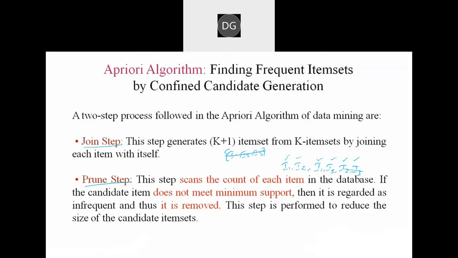Okay, that also I will show, so no problem. See here, I have given this step: it scans the count of each item in our database. If the candidate item does not meet the minimum support, then it is recognized as an infrequent item. If you are not frequently buying one product, why should I recommend it to a customer? So it will be considered an infrequent item, and thus it will be removed. This step is performed to reduce the size of the candidate item set. Our main motive is to join the items, and we have to remove the unwanted or infrequent items from our data set to reduce the values.